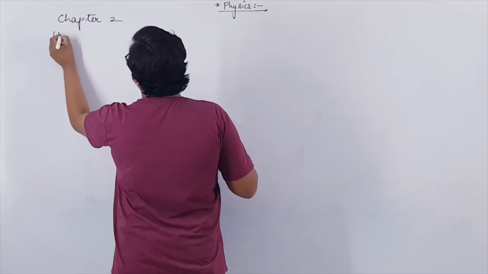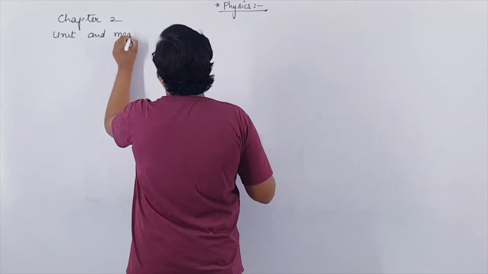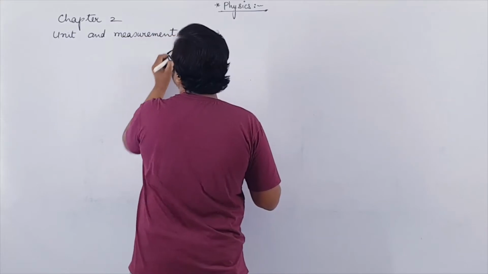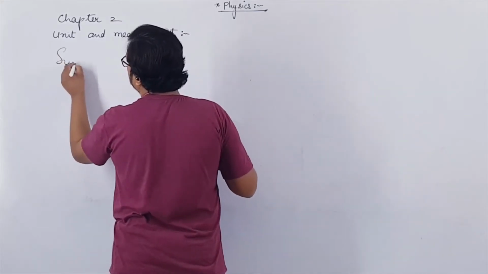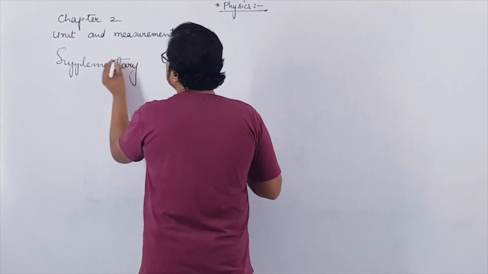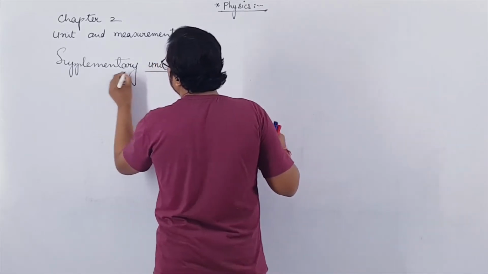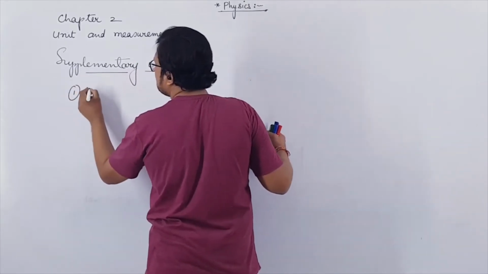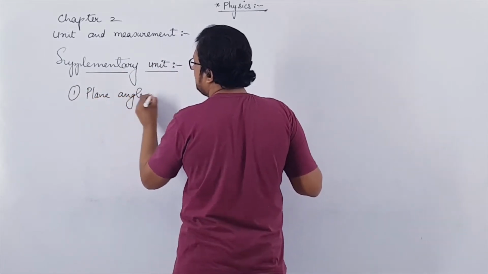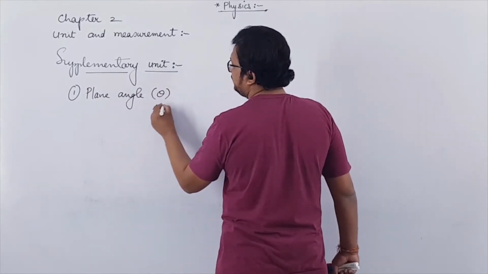Chapter 2, unit and measurement. And in that, supplementary unit. Now in supplementary unit, we have the first one as plane angle. Now this plane angle is represented by theta, or you can write delta theta if you want.